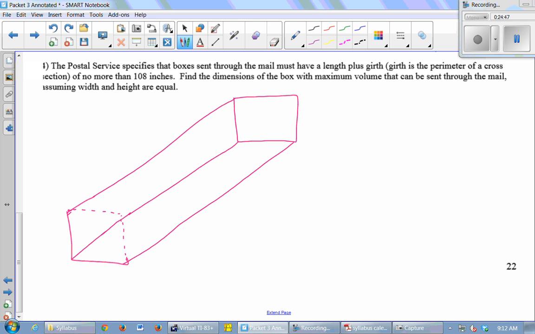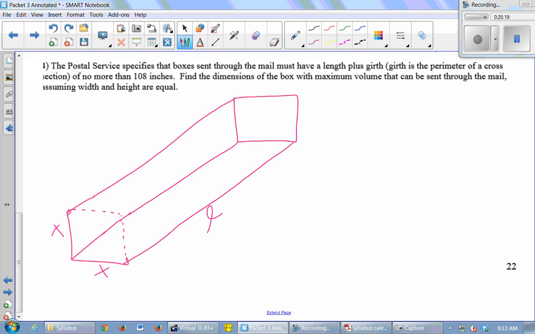Okay, so there's a box that we're sending through the mail. Long box. We're assuming that the base is a square that has equal length and height, so we're going to call these guys x. Right? And then we will call the length of the box L. All right, so the Postal Service says that the length plus the girth around can't be more than 108 inches.